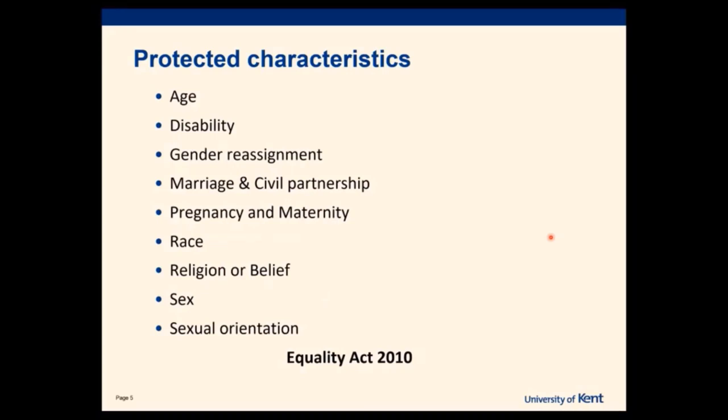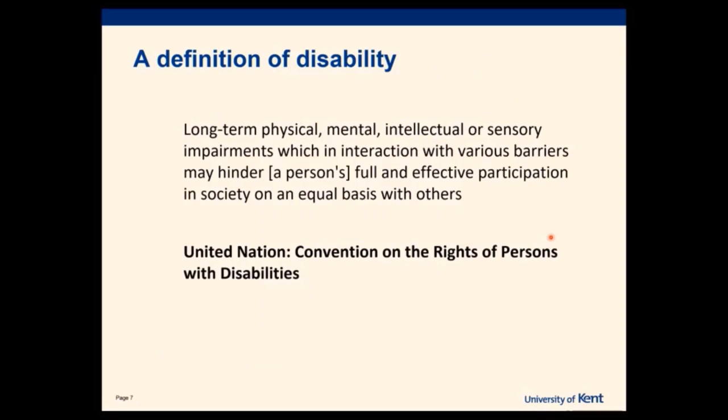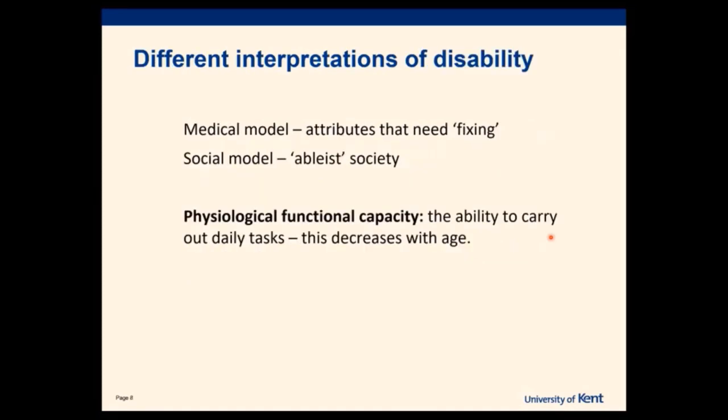So first of all, let's understand where we are. How many people in this country are disabled? The ONS gives a figure of around 22%. Now, the definition of disability is somewhat contentious. This is a useful one from the United Nations, which implies that there's a barrier between people who have or perceive to have an impairment and the rest of society. And whichever interpretation of disability you look at, very often they're quite pejorative because they're focusing on what people can't do rather than what they can do.